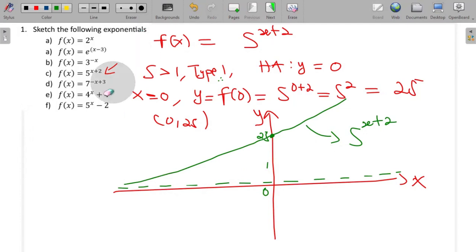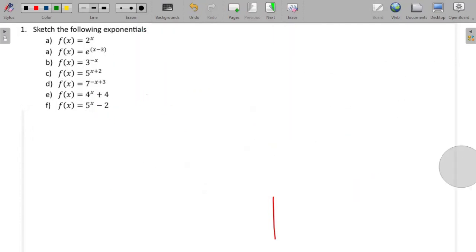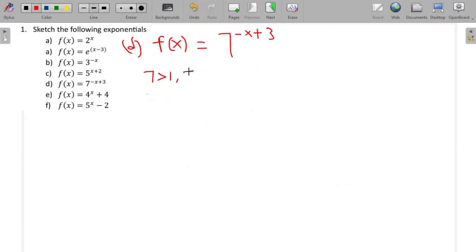Okay, let's look at D. So D, we have f of x is equal to 7 to the power minus x plus 3. So 7 is greater than 1. This should be a type 1. Okay, but it's changing to a type 2 because this x has a negative coefficient. So this is type 2. Okay, horizontal asymptote is still y equals 0 because this whole thing here is being added to nothing.